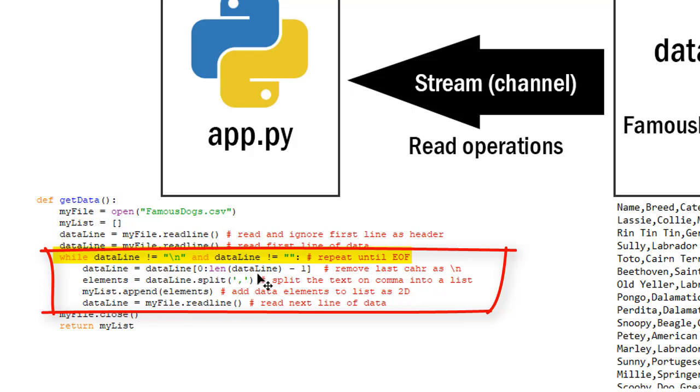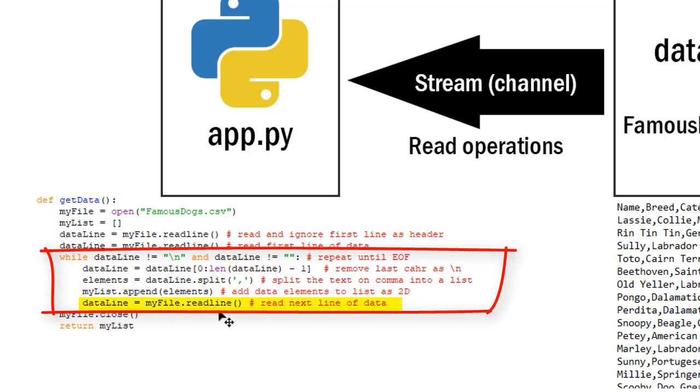I want to get rid of the last char, which is going to be my newline character on each line. I'm going to change data line to be data line from the range of 0 to the length minus 1. That'll get rid of that last character, that newline character. Then I'm going to use the split method of my string data line, and that's going to split it into a list that I'm referring to as elements. So I should get 3 items in the list. The first one would be the name, the second one would be the breed, and the next one would be the category. Then I'm going to append that elements list to my list, and that gives me a two-dimensional list. It's a list of lists.